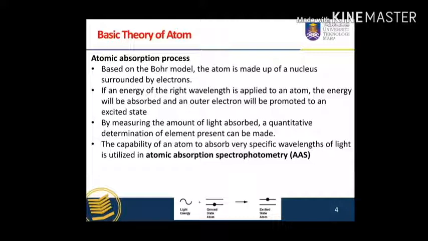By measuring the amount of light absorbed, a quantitative determination of the element present can be made. This is because the amount of light absorbed is proportional to the concentration of the element in the solution. So the capability of an atom to absorb a very specific wavelength of light is utilized in atomic absorption spectroscopy.